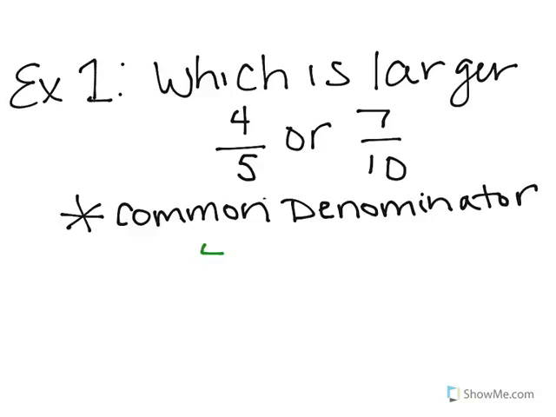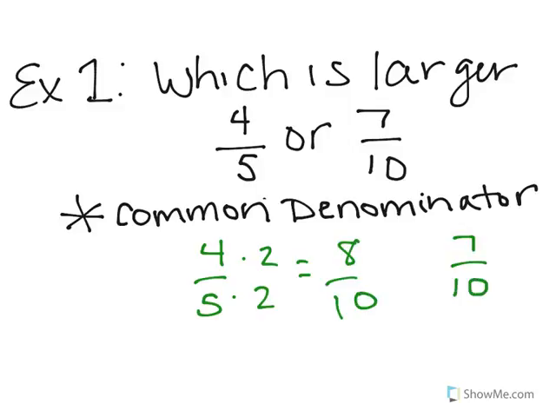So I need to change 4/5. I can multiply both by 2 to get 8/10. So now I'm comparing 7/10 to 8/10, and I can compare them easily because the denominators are both 10. I know 8 out of 10 is larger than 7 out of 10. 8 is bigger than 7, so 8/10 is bigger than 7/10. So I know 4/5 is larger.